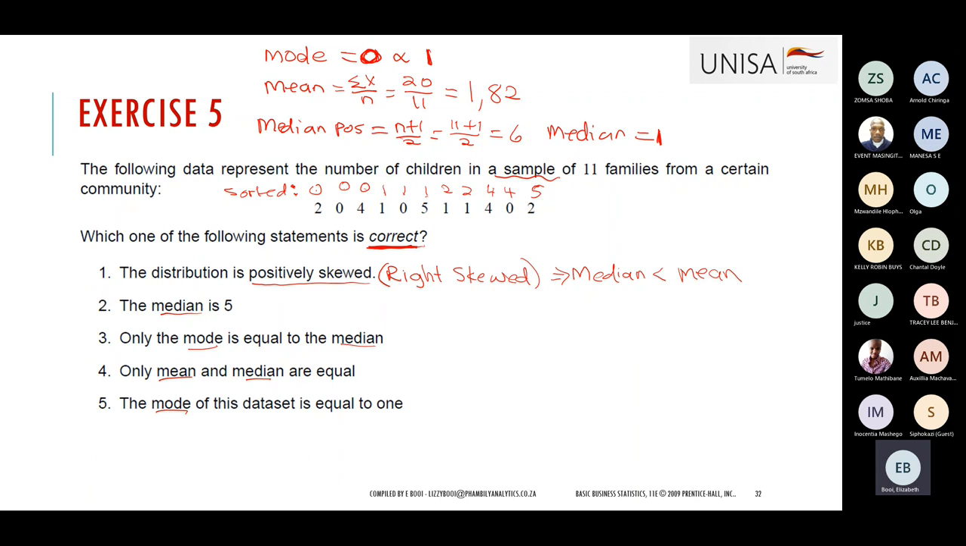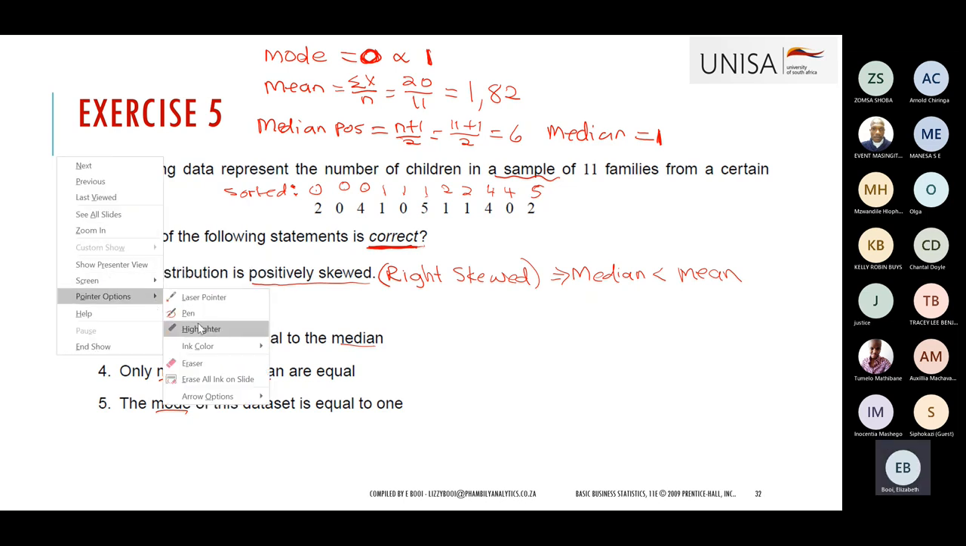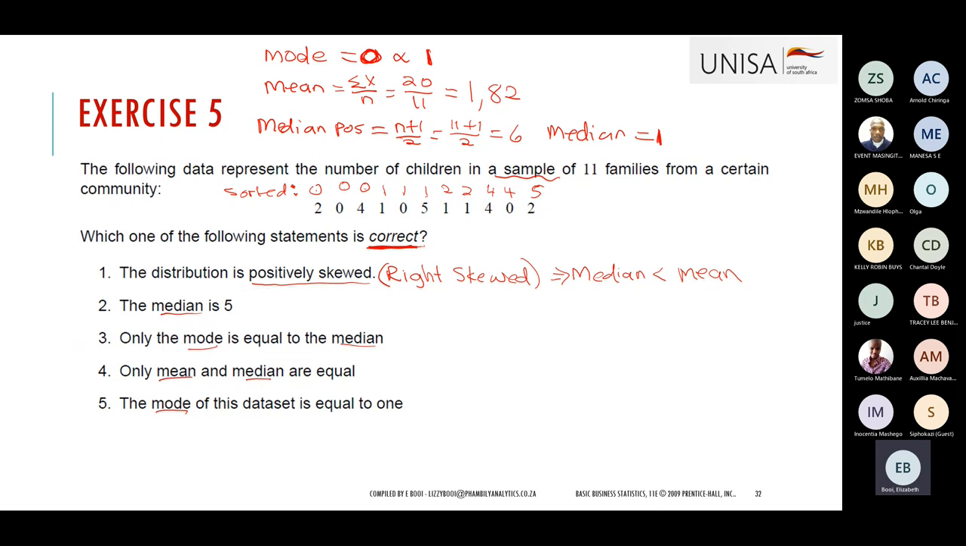I can come to the question and check every statement and see which one is correct. Let me change my pen color since I've been using red. I've been shouting the whole time, so let's use a color that is not shouting. Let's use blue. The first statement says the distribution is positively skewed. The median is 1 and the mean is 1.82, so the median is less than the mean, which is correct.